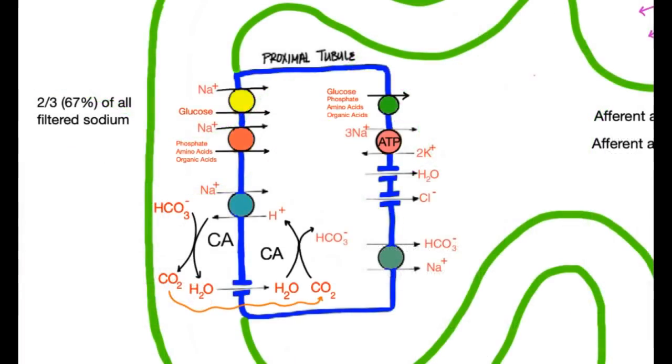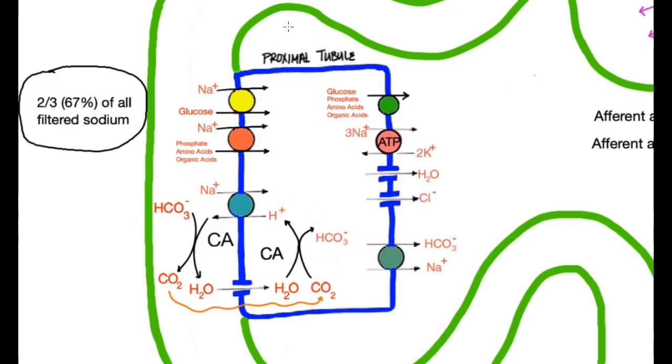Okay, the first segment is the proximal convoluted tubule, and so this is a really important segment because it does lots of tubular reabsorption, and there's lots of tubular transport occurring here. This is a good number to remember, so 2/3 of all the filtered sodium, so 67% of the filtered sodium is going to be reabsorbed in this segment. So how is it being reabsorbed? It's being reabsorbed with a whole multitude of transporters. So think about all the stuff we just filtered.